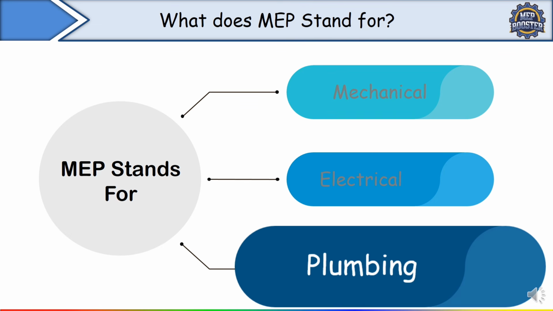So you can say that MEP systems are essential for the operational functionality, comfort and safety of buildings, encompassing mechanical, electrical and plumbing disciplines to meet the needs of occupants and ensure efficient building operation. So this is all about MEP.